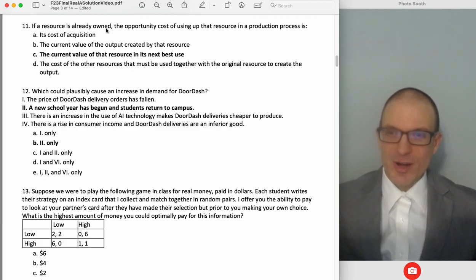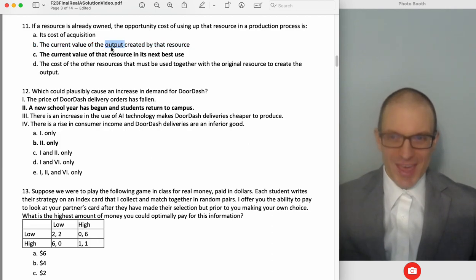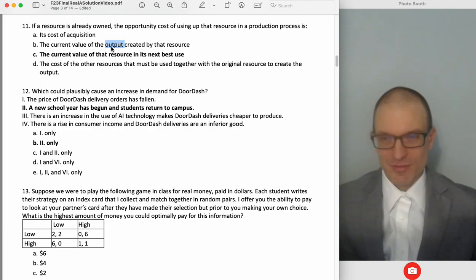Anyway, so if a resource is already owned, the opportunity cost of using up that resource in a production process is the current value of the resource in its next best use, right? Opportunity cost is the value of your next highest alternative. So it's not the cost of acquisition, that's a sunk cost. It's not the current value of the output created by the resource, because opportunities aren't what you get, they're what you get to lose, what you give up.